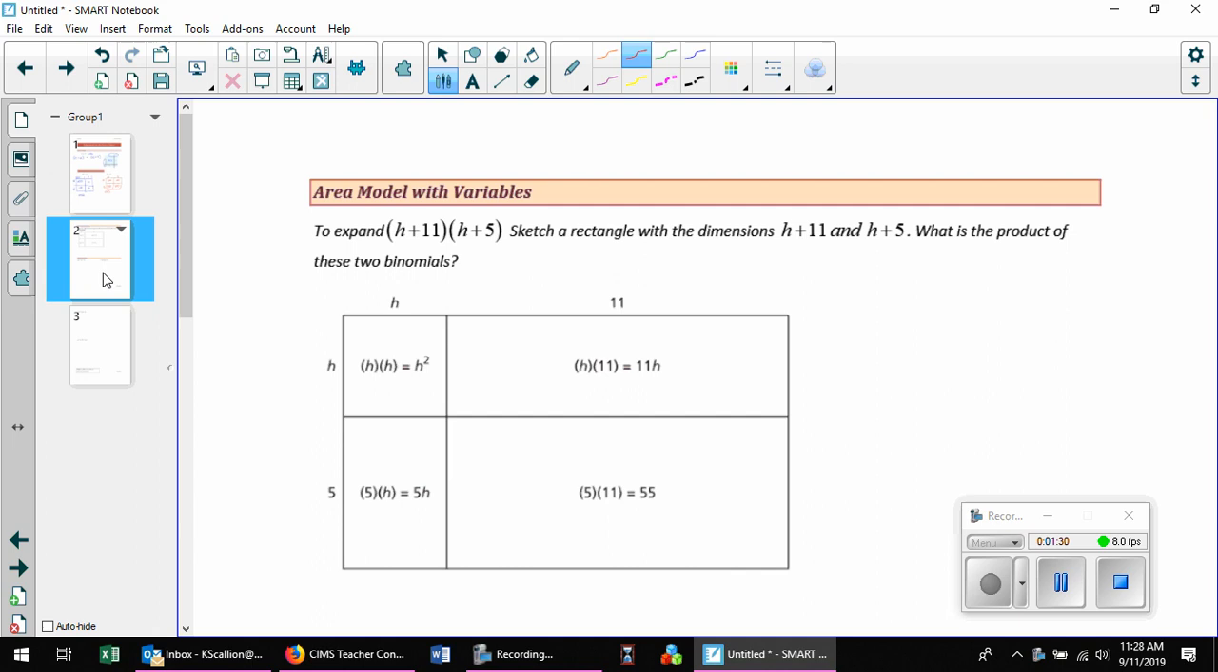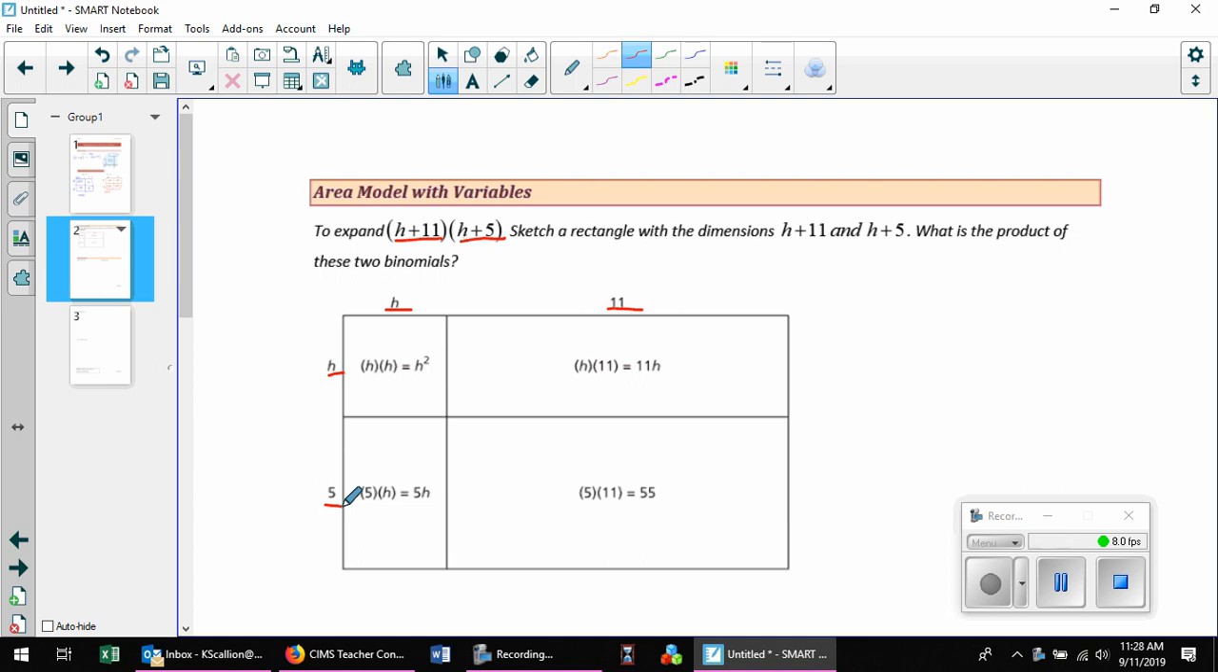Okay, so now what we're going to do is we're going to do it with binomials. Now we're not taking 11 times 14 or 143 times 37. We're going to take binomials, but you do it the same way. You bust out the two terms the same way. So h times h plus 11. So there's my h first, and then my 11. Easy peasy. And then we have h plus 5. So there's my h, and there's my 5. Right? We're going to do it the same way.